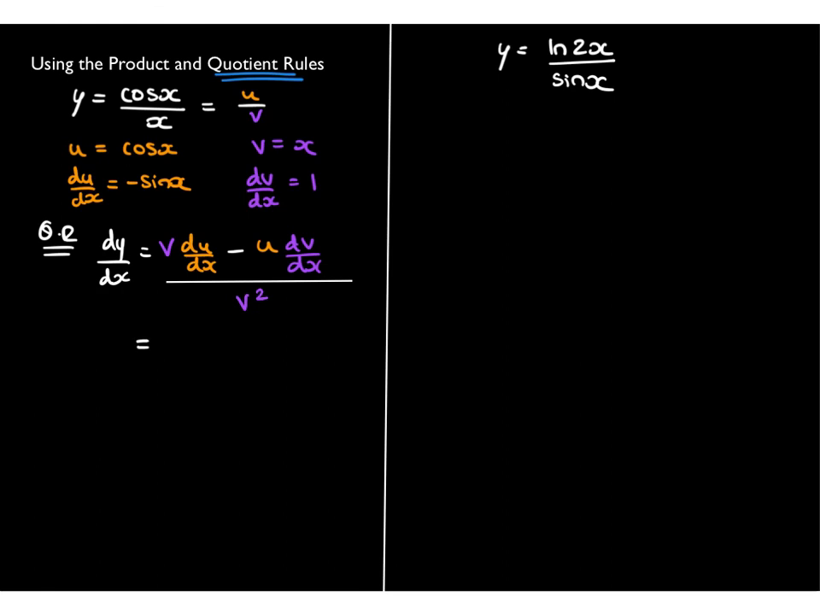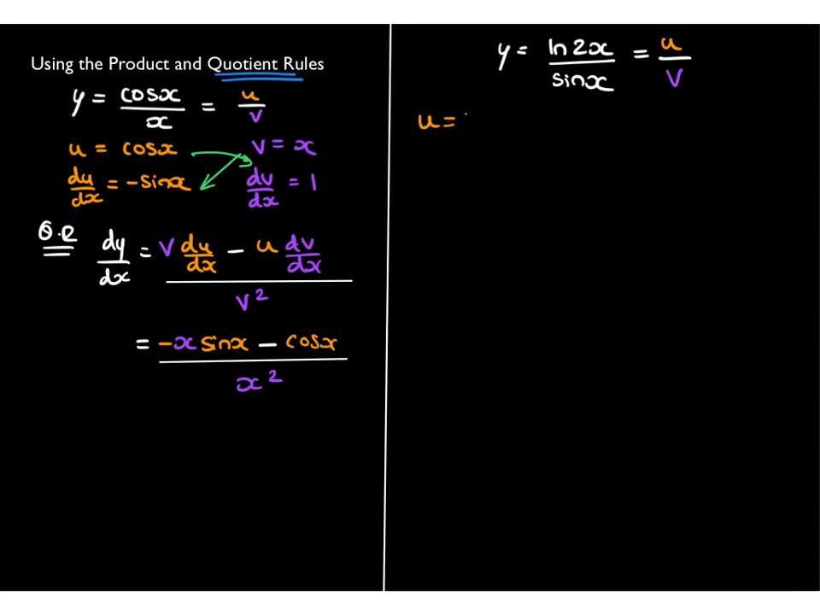So v multiplied by du by dx first of all gives us x multiplied by negative sine x, and then we're subtracting from that u multiplied by dv by dx, which is simply cos x. And then just have the whole thing divided by x squared, which is v squared. And you could divide through both parts of the numerator and separate it into two parts, but there's no real need to do that. And this takes us on to, finally, our last example, which is again a quotient.